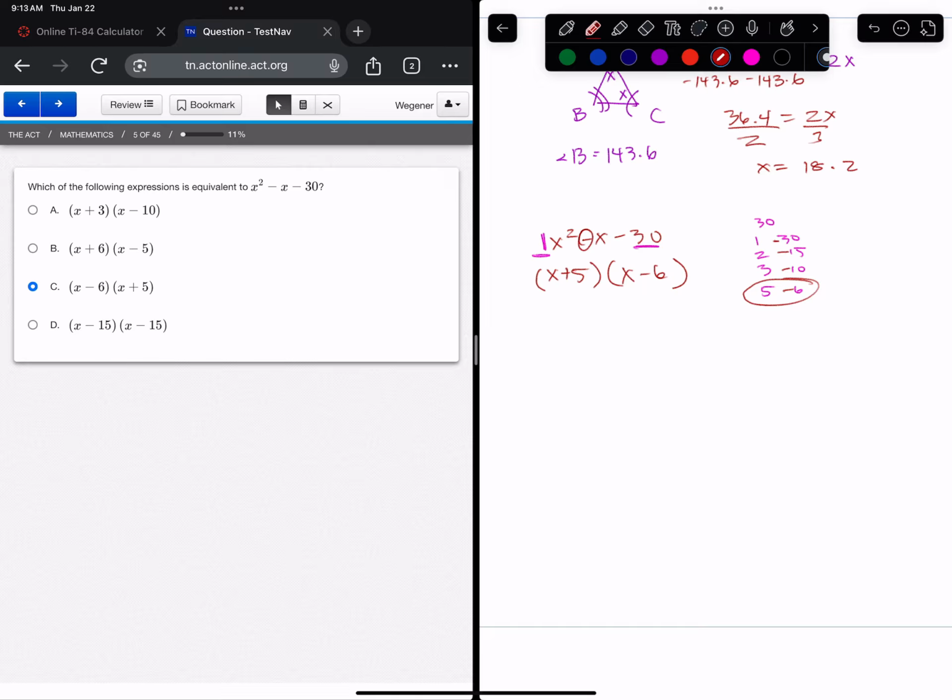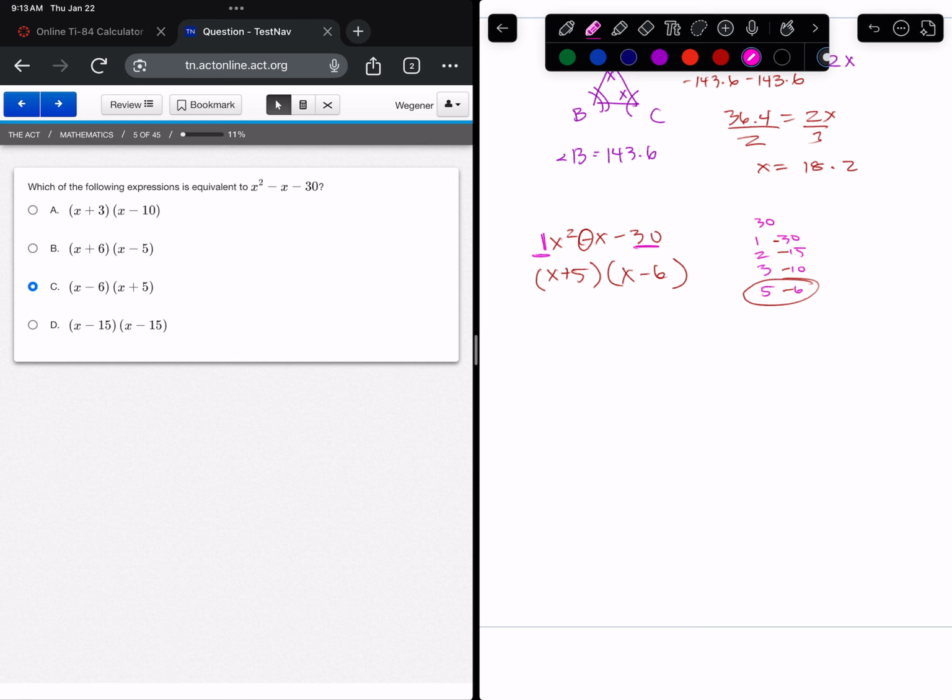Okay, so notice how this one is a little bit tricky. Question 5, B and C are very similar to each other. The most important part here is we got a plus 5 and a minus 6, okay? So there are some types of questions where the two answers are very close. You just need to make sure you select the right one, okay?